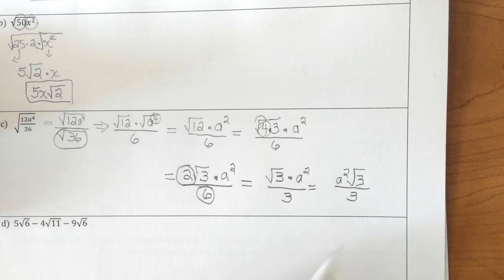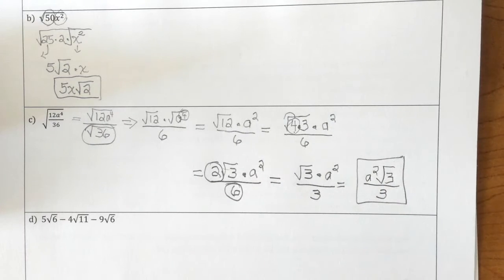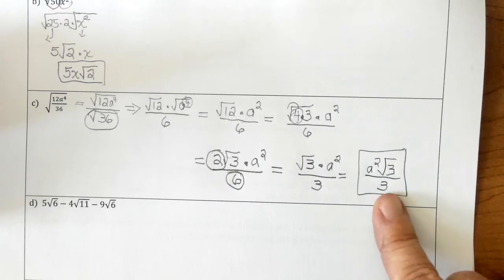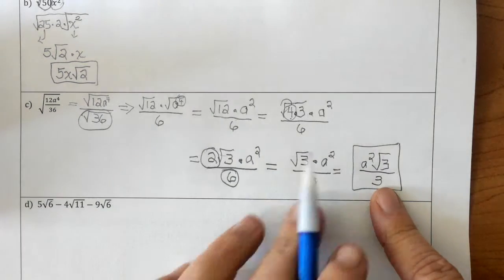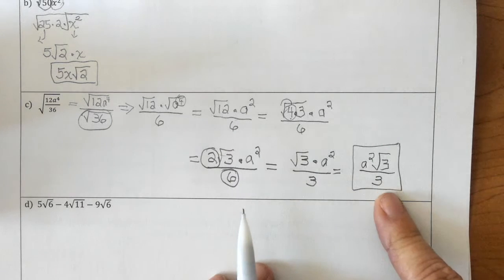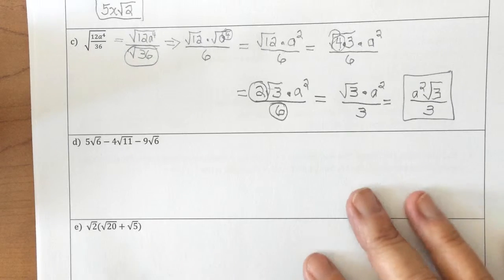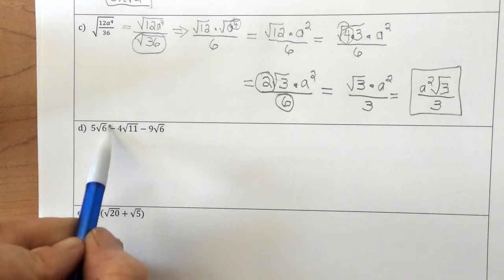So there it is. There's my final answer. Now, could I have done that in fewer steps? Absolutely. But again, I wanted to show you step by step how I got to the final answer. And you could have simplified or skipped any number of these steps in between. Okay?